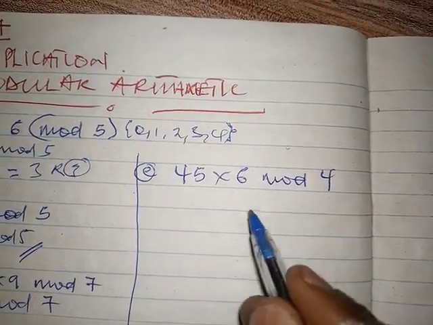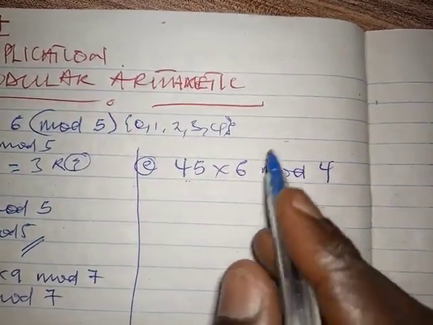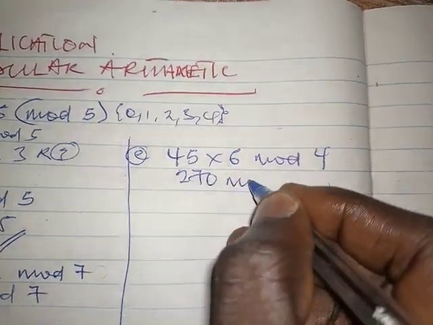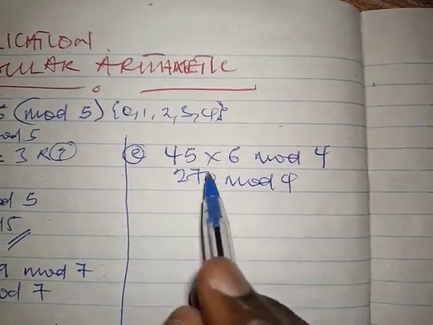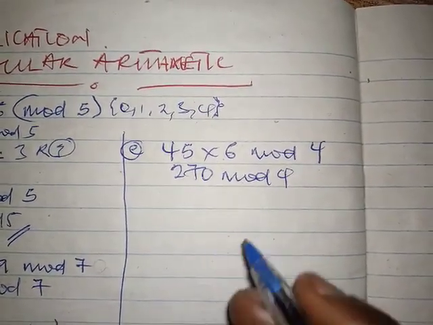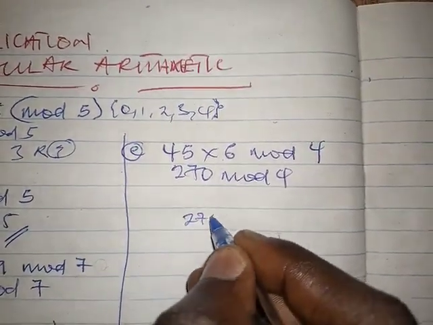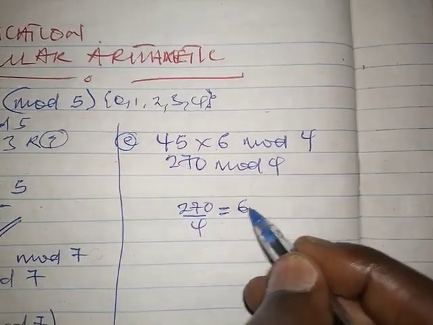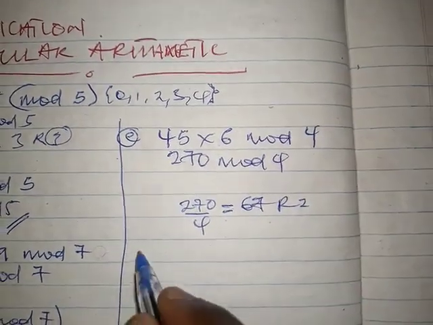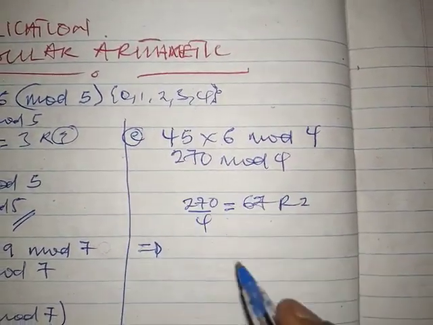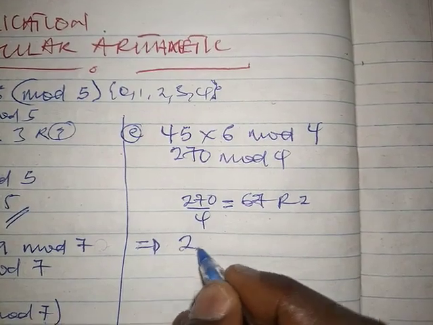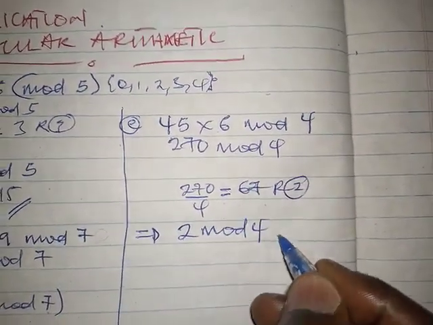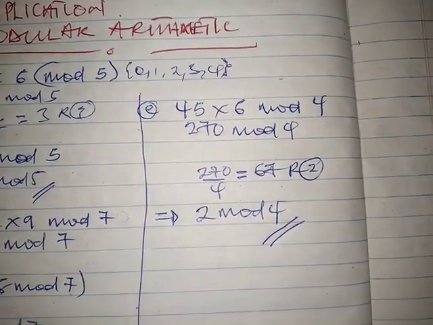The next example we are going to consider is 45 times 6 mod 4. 45 times 6 is 270, so we have 270 mod 4. 270 divided by 4 is 67 remainder 2. So 270 mod 4 is the same as 2. Write the remainder; the remainder is the answer. 2 mod 4, and this is your final answer.